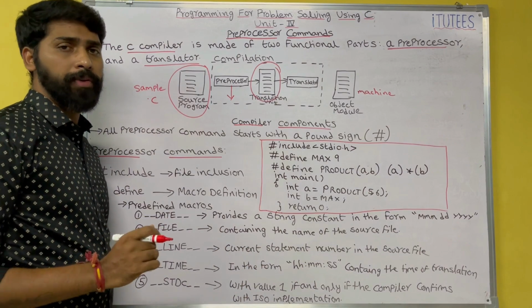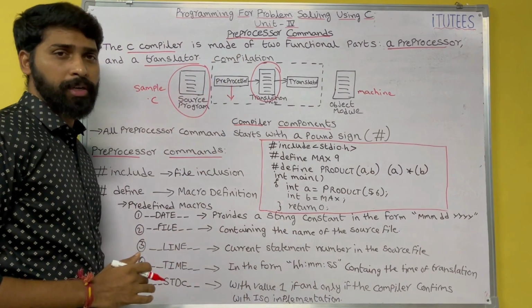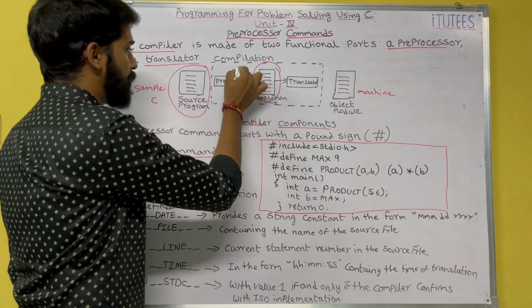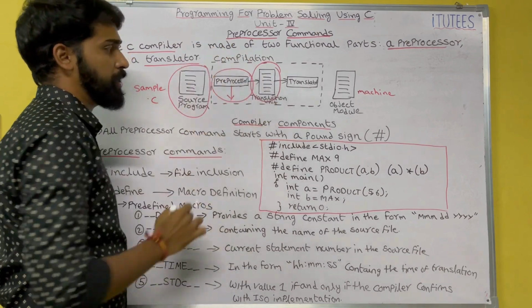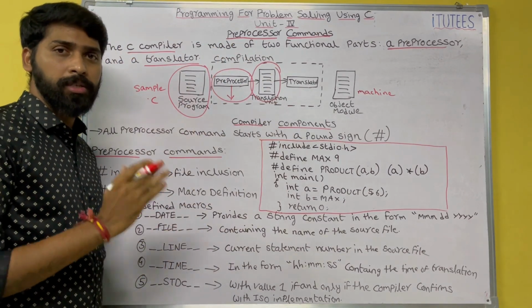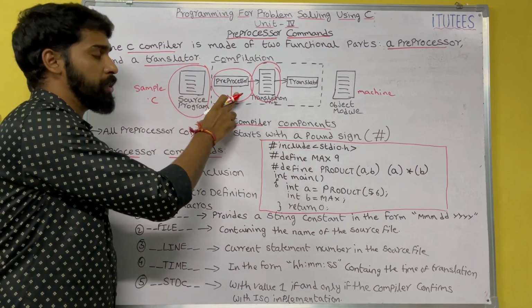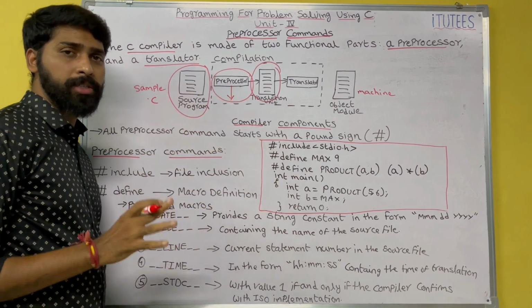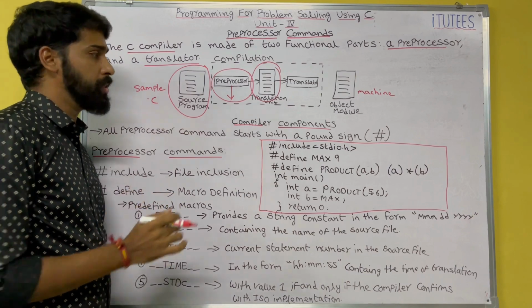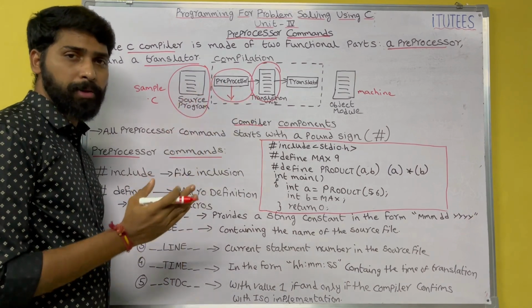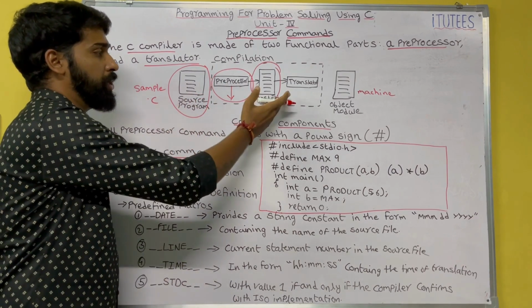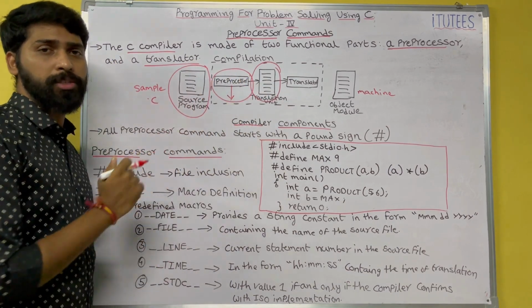Now we are going to see preprocessor commands. This is the preprocessing step. So what is preprocessing? Before compilation, you apply some operations on the program. These processing steps we call preprocessing. So preprocessing means that before the compilation, you process the source program.